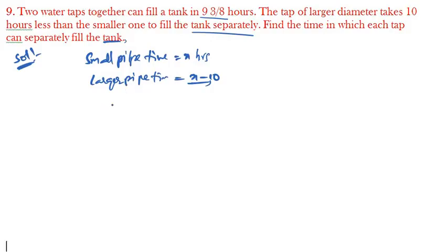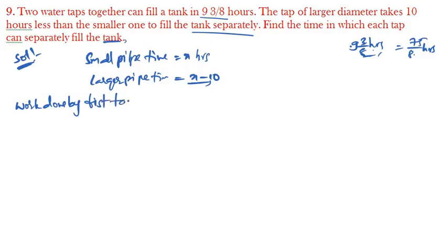So here by the problem, both taps working together complete the tank in 9 3 by 8 hours. So it will become 75 by 8 hours, because 8 nines are 72 plus 3 is 75. So the work done by the first tap is 75 by 8 divided by x, and the work done by the second tap is 75 by 8 divided by x minus 10.